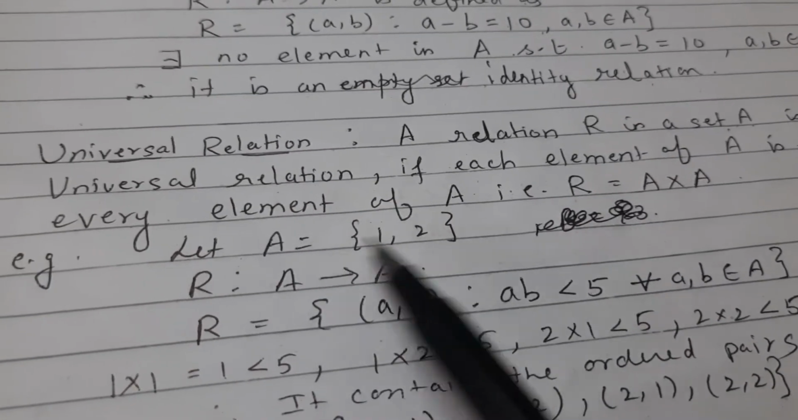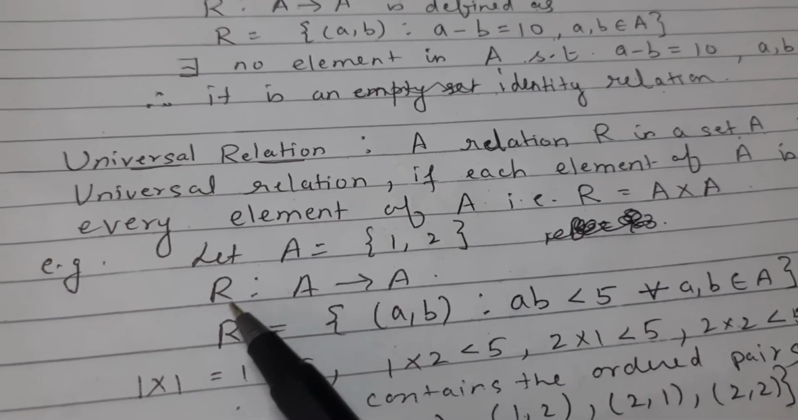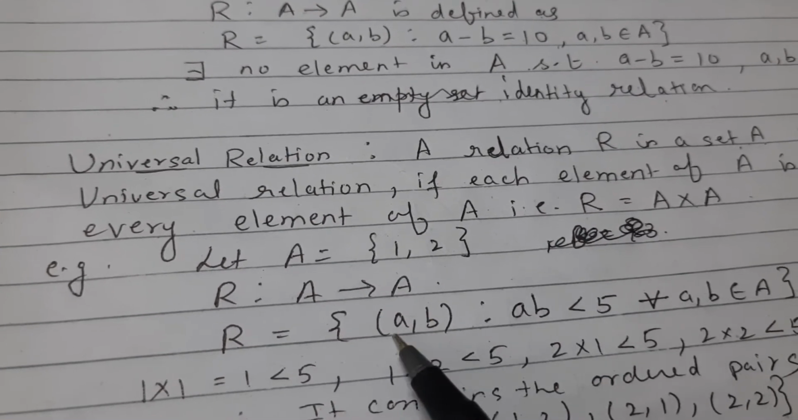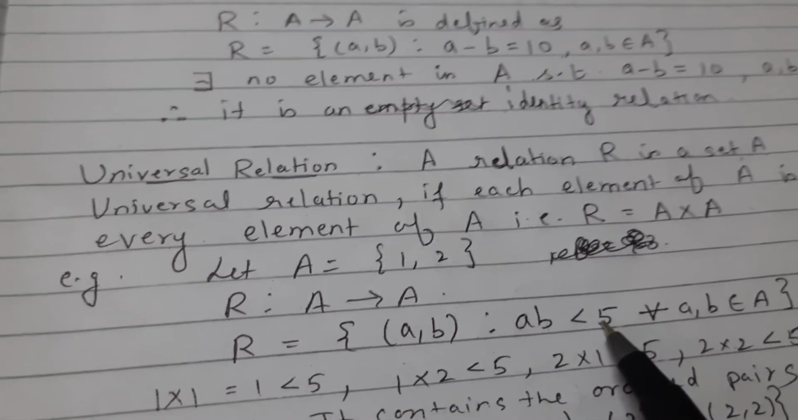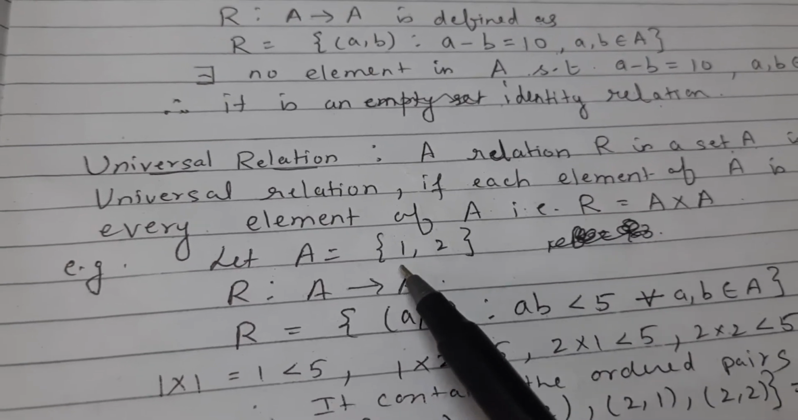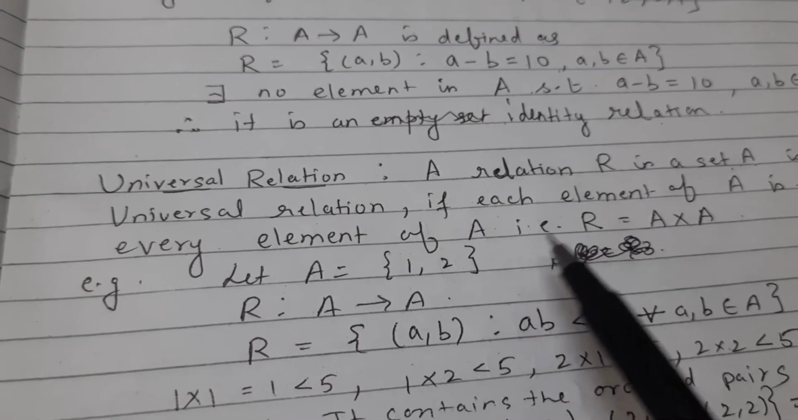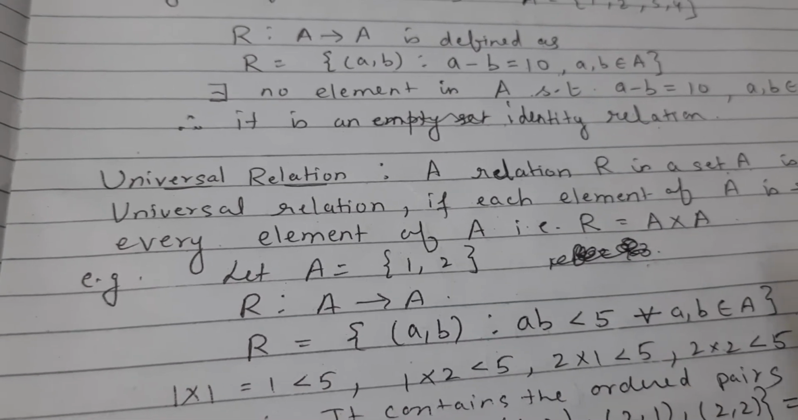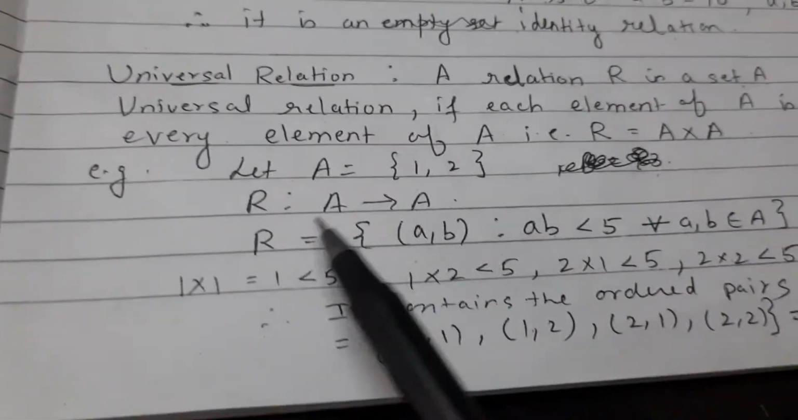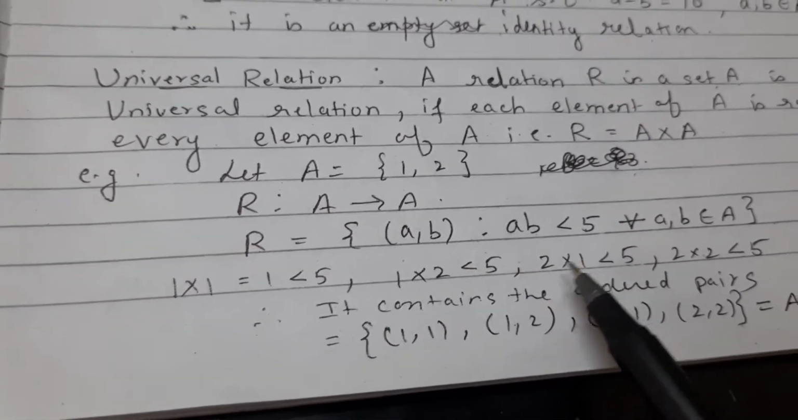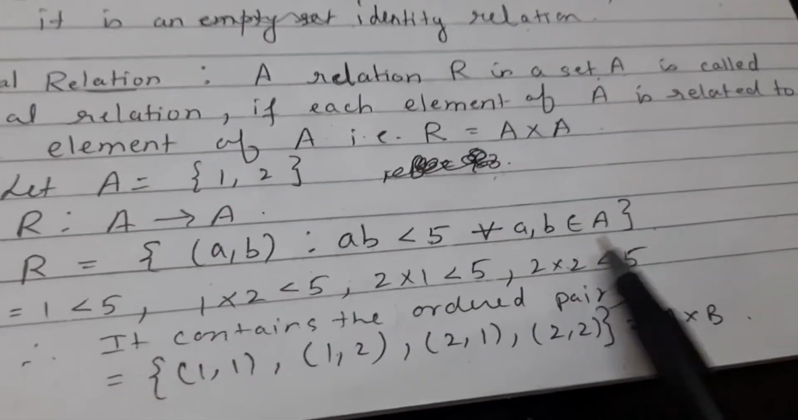If I have A equal to {1, 2} and R is such that from A to A, R is equal to {(a, b)}, all those ordered pairs whose product is less than 5. So you can see that A cross A is (1, 1), (1, 2), (2, 1), (2, 2). The products of all these elements are less than 5: 1 into 1 is less than 5, 1 into 2 is less than 5, 2 into 1 is less than 5, 2 into 2 is less than 5.